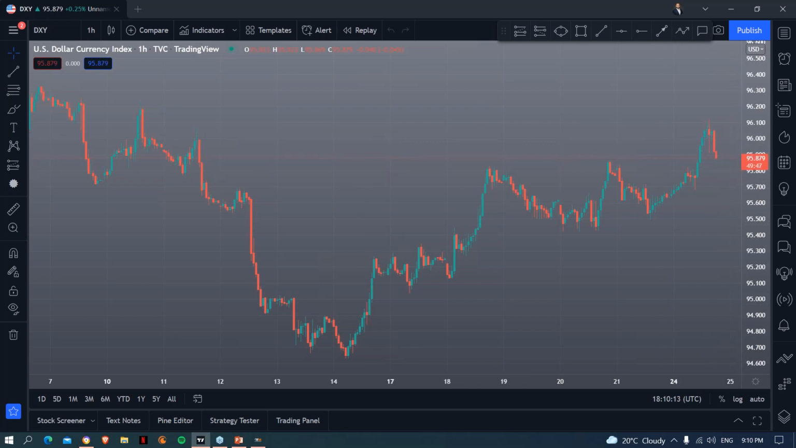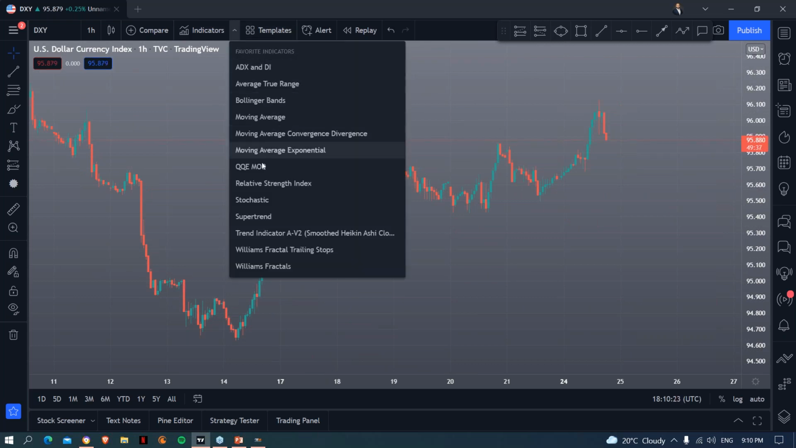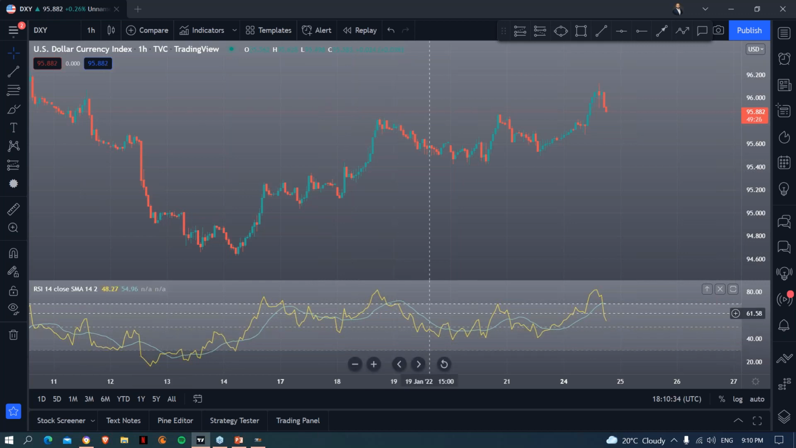Here we see the chart. This is the dollar currency index. It basically tells us where the dollar index is right now. Let's say we want to add the RSI indicator. The RSI is this yellow line. Sorry, the blue line is the moving average. I added that. The usual RSI doesn't have that, but the RSI is the yellow line.